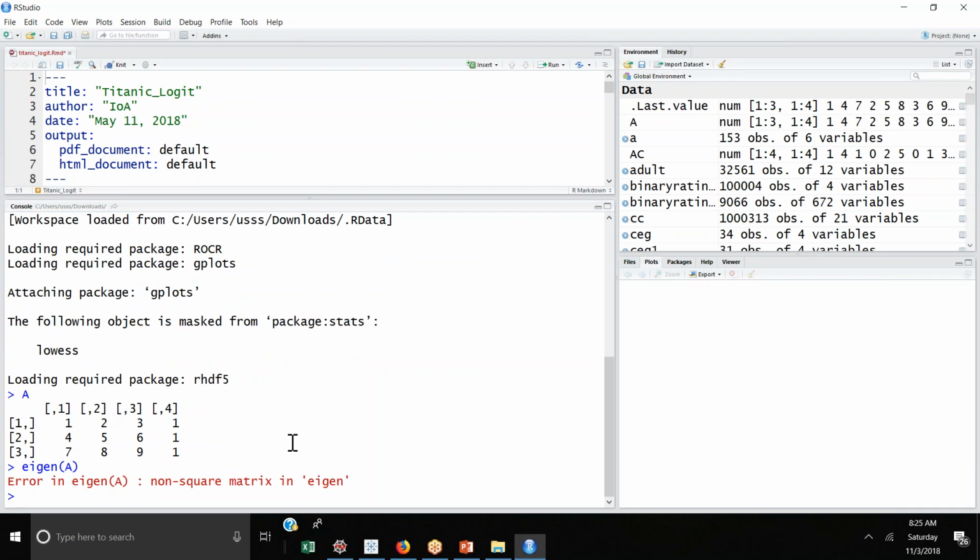So this matrix, how many rows and how many columns? 3 rows and 4 columns. I started working with you with square matrices as an example, isn't it? If I try to find the eigenvalue of this matrix, I won't get it because it's not a square matrix. But there is another method for that, which I'm going to teach you, but not now. So let's define a new matrix.